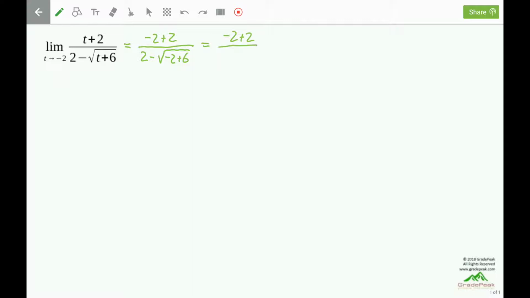In the denominator, the square root will be of -2 plus 6, which is a 4. So we will have -2 plus 2 divided by 2 minus the square root of 4, which is a 2. The numerator will be -2 plus 2, which is a 0. The denominator will be 2 minus 2, which is also a 0. We have the 0 over 0 indeterminate form. We will need to rework this.